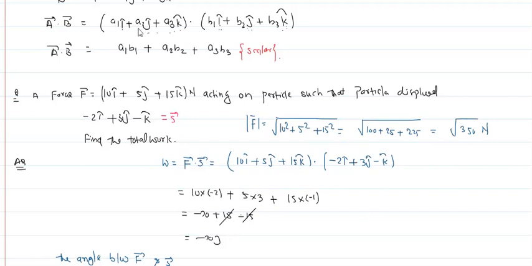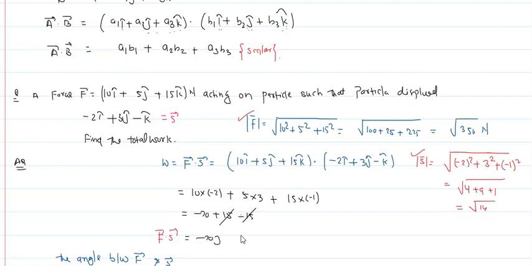In the same manner, what is the magnitude of the s vector? I want to calculate the magnitude of s vector. This is equal to root over minus 2 square plus 3 square plus minus 1 square. So this comes to be root over 4 plus 9 plus 1, that is root 14. Correct?